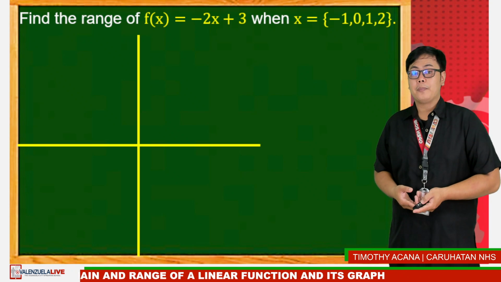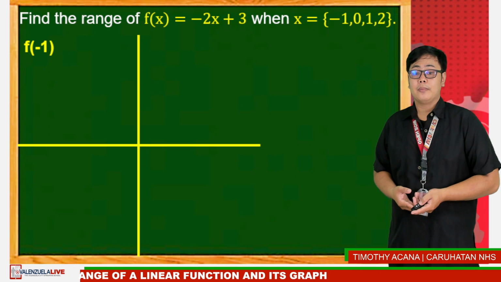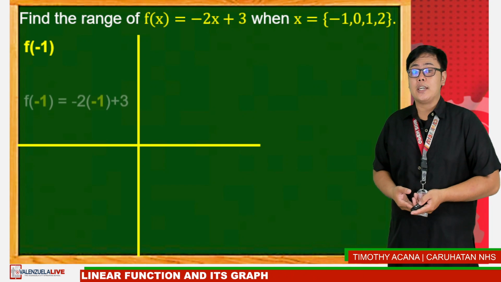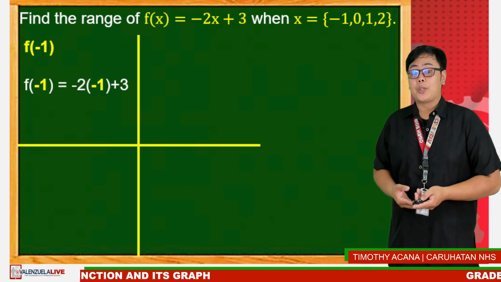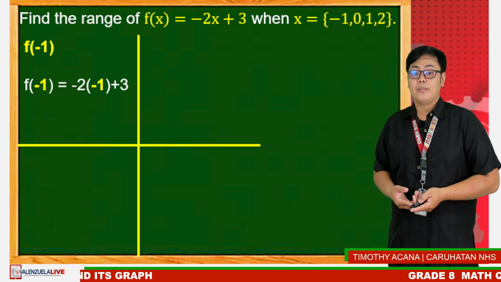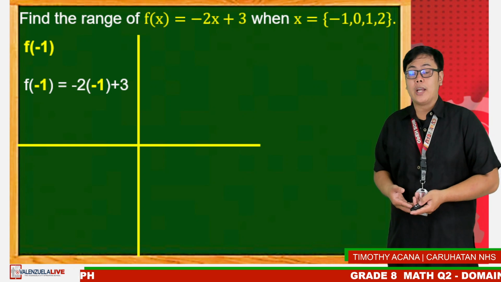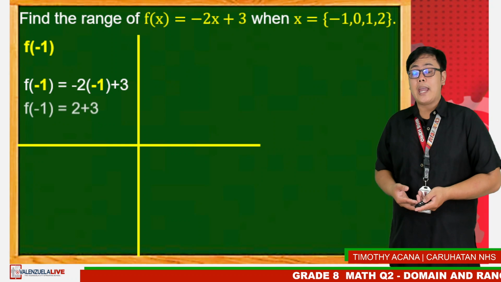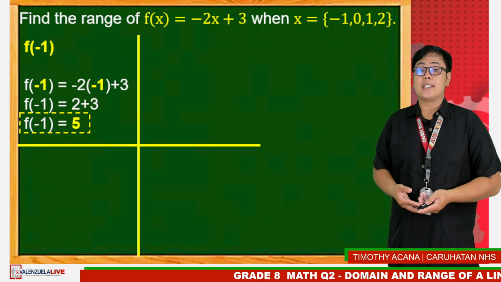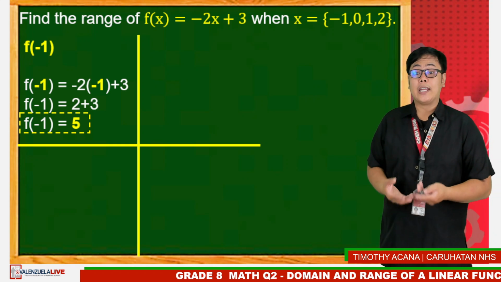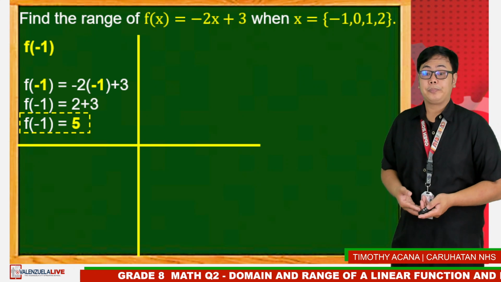So we have f of -1. F of -1 is equal to -2 times -1 plus 3. -2 times -1 is equal to +2, and 2 plus 3 is equal to 5. Therefore, f of -1 is equal to 5.